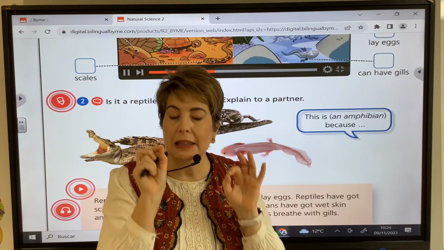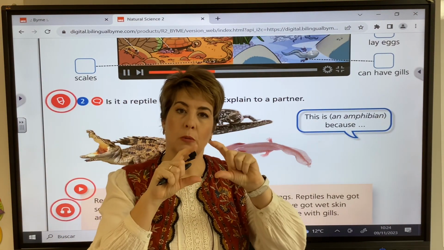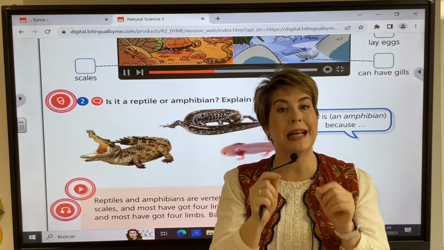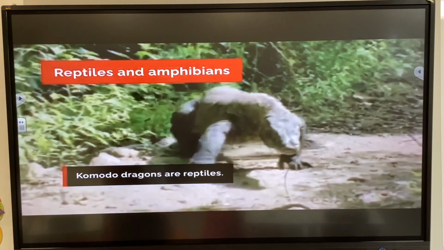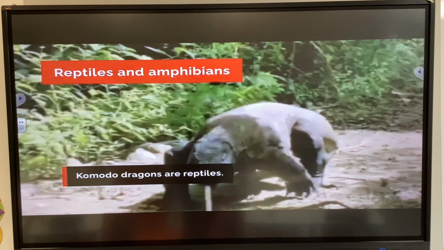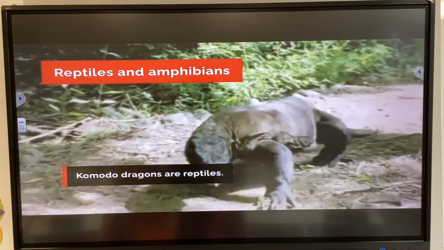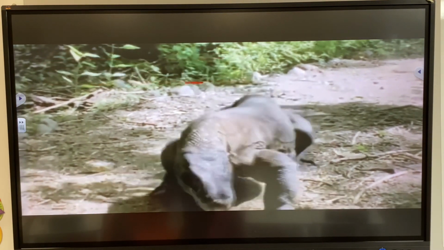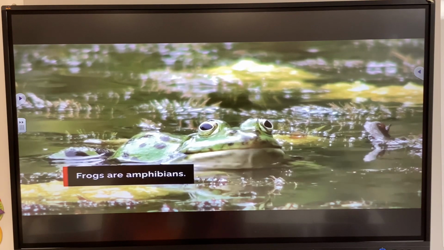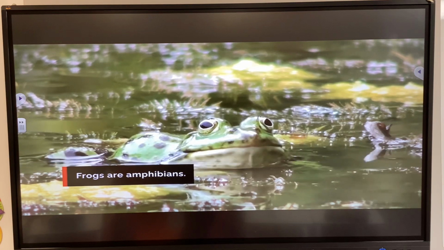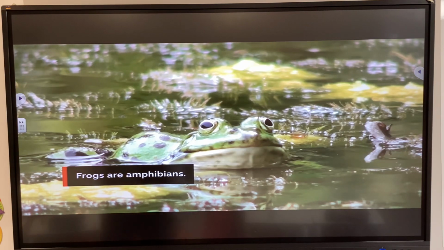Here you have a little summary of what we have studied about reptiles and amphibians. Remember, they are both vertebrates, so they have a skeleton. The Komodo dragon is the largest lizard in the world. Look at those long limbs. Amphibians spend a lot of time in water. Look at this frog breathing and inflating its vocal sacs. Can you guess the sound it's making?